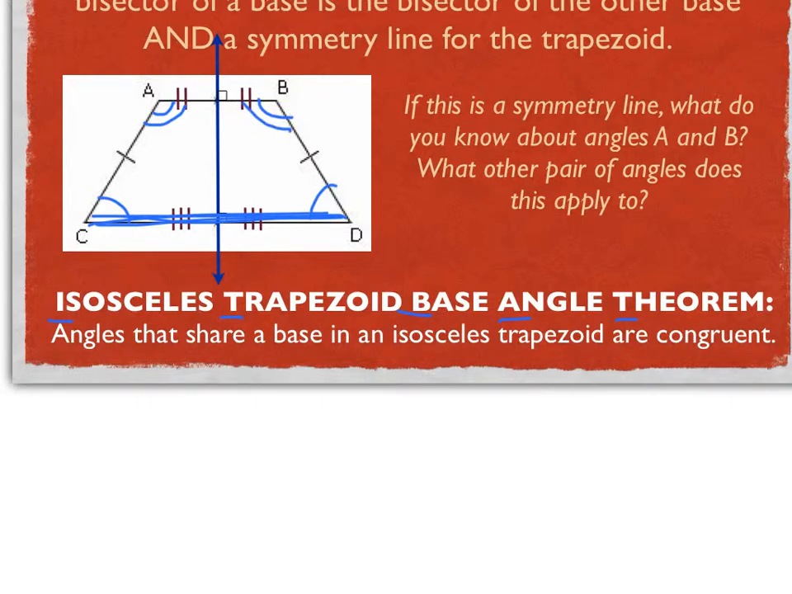Again, we've already pointed all of that out, but just so you know, this is the trapezoid version of it. If you have an isosceles trapezoid, it has to be an isosceles trapezoid. But if you have an isosceles trapezoid, you've got congruent angles and congruent angles.